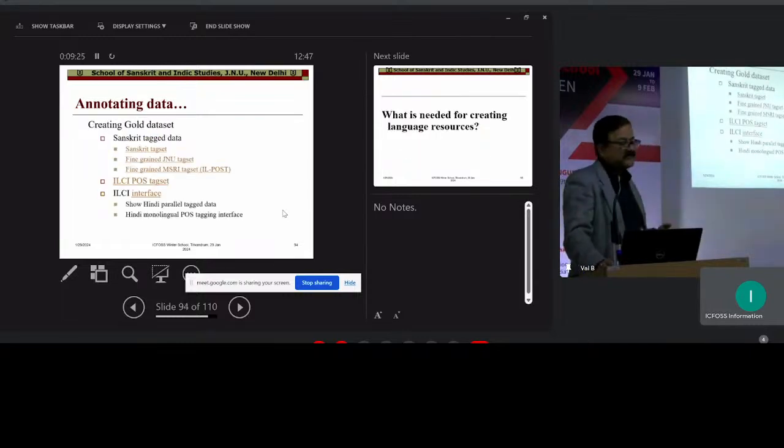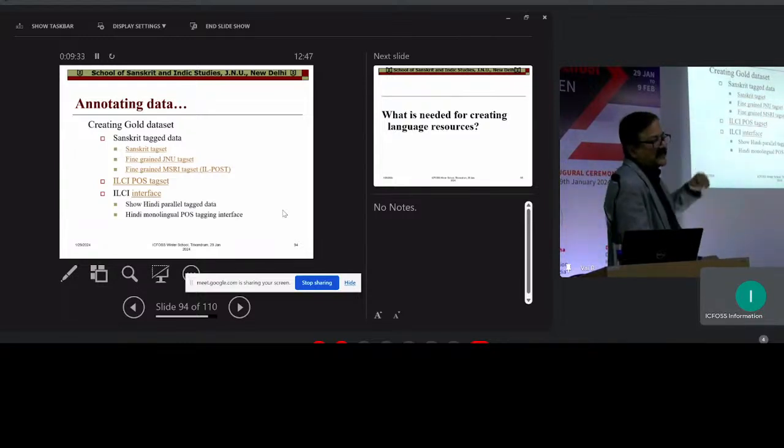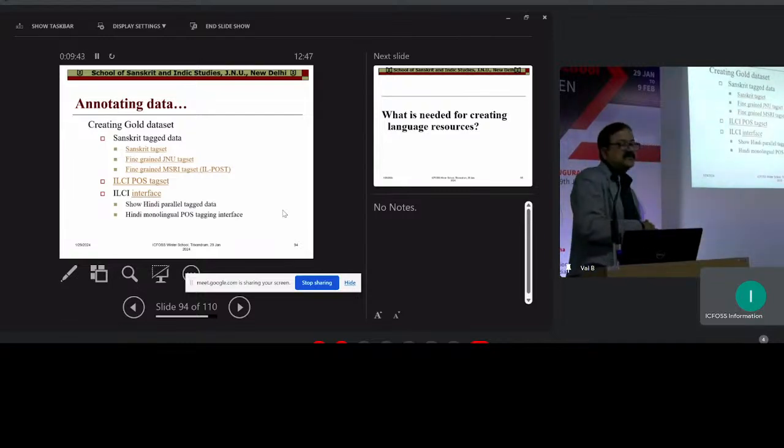There are some examples of how to create a gold dataset, for example, the dataset created as per the POS standard from Microsoft Research. And then the Indian language POS dataset is here. That is a project that we can build together with 17 universities. So we'll show that.